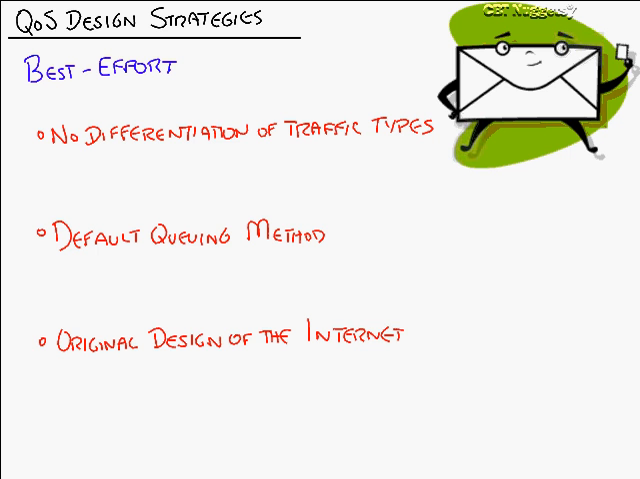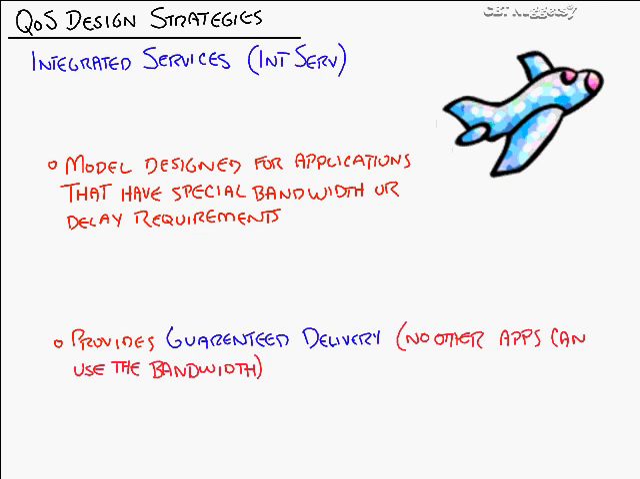It may take 2 days, it may take 5 days. It's really the best effort of the postal system. So we need a better way than the best effort method. And one of the first quality of service design strategies to really come out and take hold is integrated services.